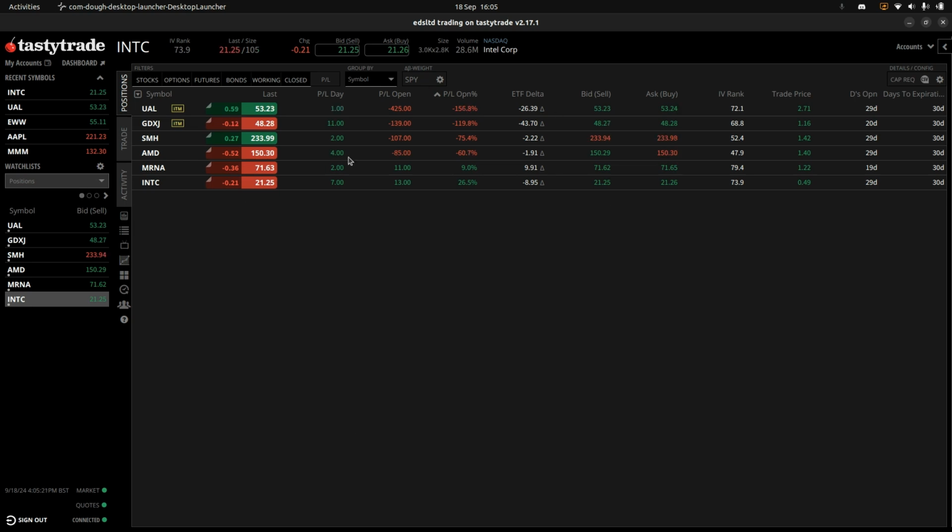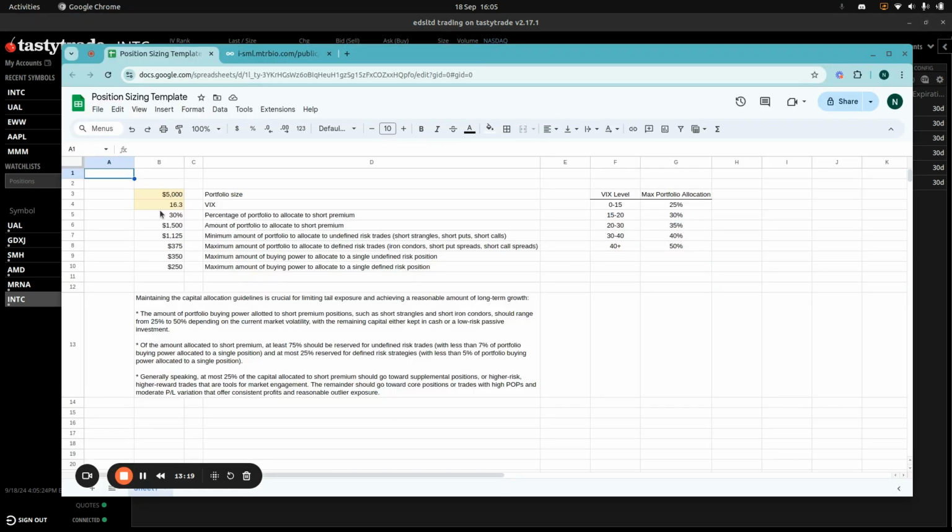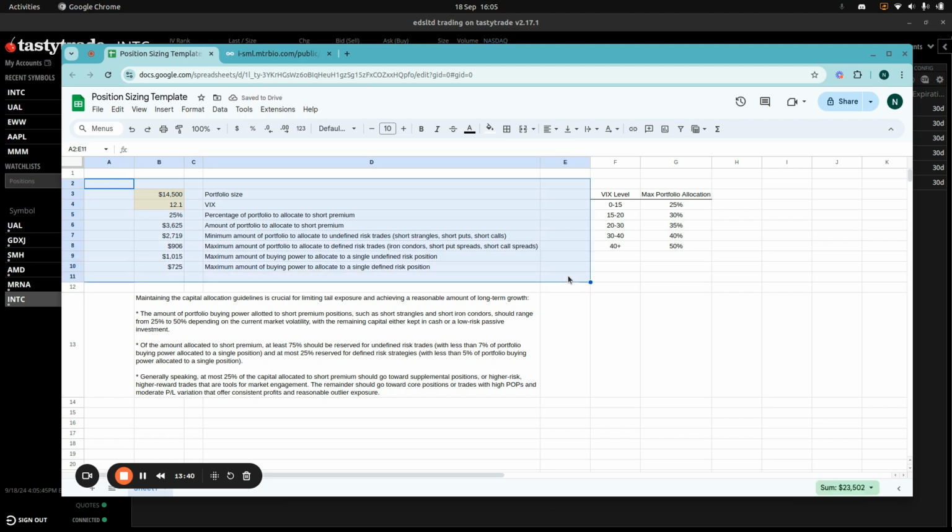So with positions, you want to make sure your position sizing is on point and correct. We do have a position sizing template that's free for everyone to use. The way it works is you enter in the size of your portfolio. Let's say it's $14,500, you then below that enter in what the current VIX level is. Let's say it's at 12.1. Everything below will then be calculated for you. All you need to do is use this to form the backbone of your portfolio, use it as a guideline, and long term, you will be just fine.